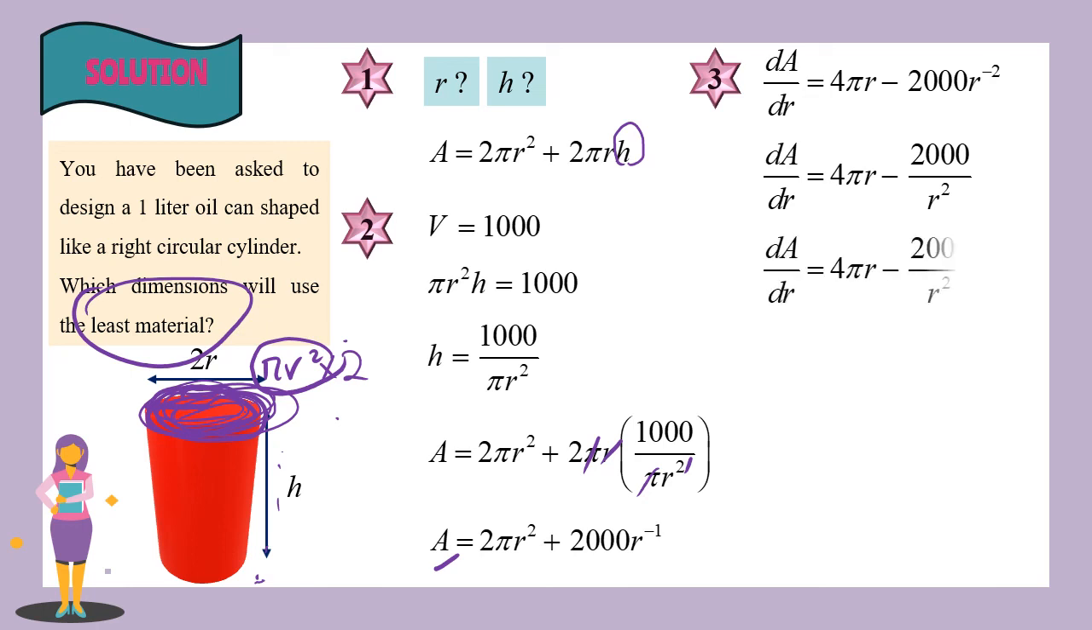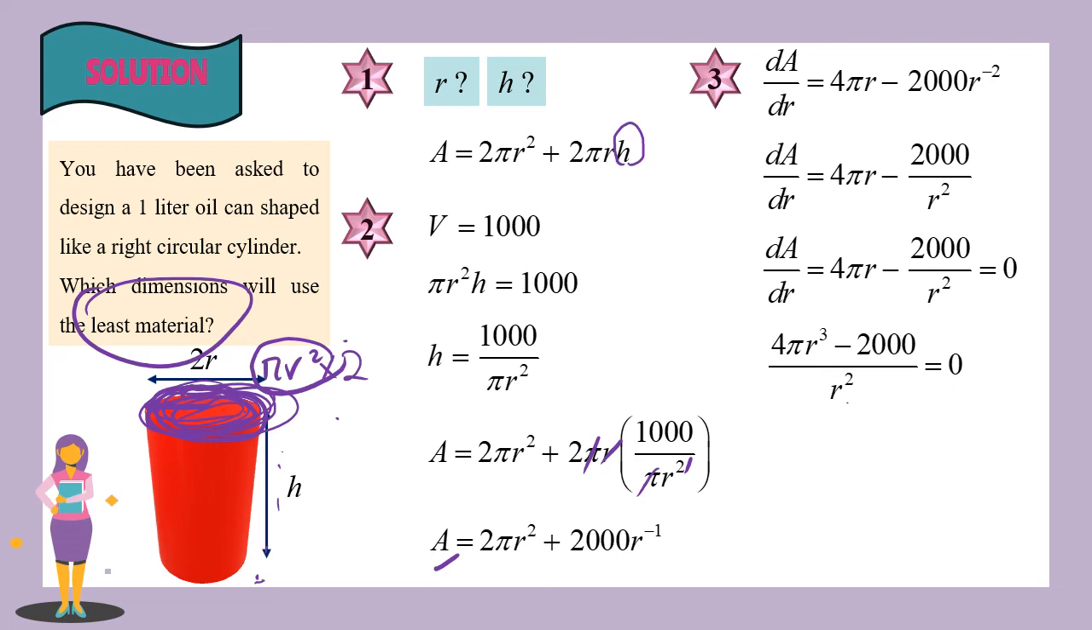So how to solve this one? Remember, we have to consider every value of r, whether f prime x equals 0 or f prime x is undefined. That's why we need to find the common denominator for this one. We need to remember that we cannot eliminate any value of r. Please consider every value of r. After we find the common denominator here, we have 4 pi r cubed minus 2000 divided by r squared equal to 0.